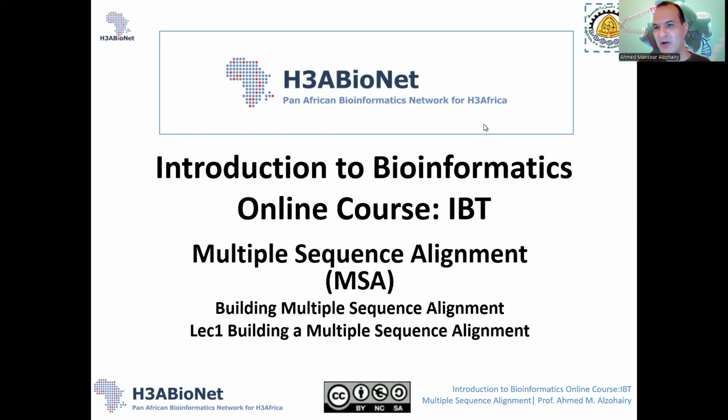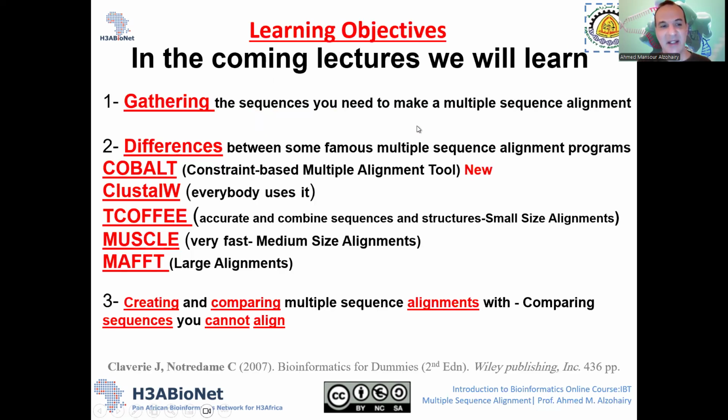Today we'll talk about a very important topic in bioinformatics: multiple sequence alignment. Multiple sequence alignment, or MSA, is one of the very important topics in bioinformatics. It's very useful for biologists and bioinformaticians, and you can get a lot of results out of it. It's very useful for interpreting many kinds of information in bioinformatics and biology.